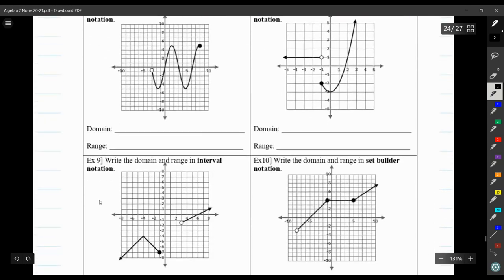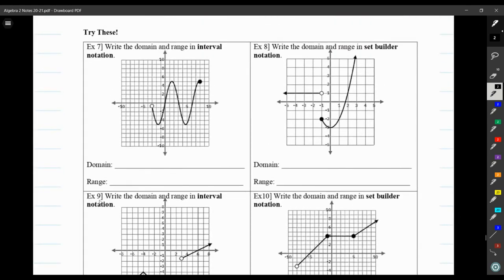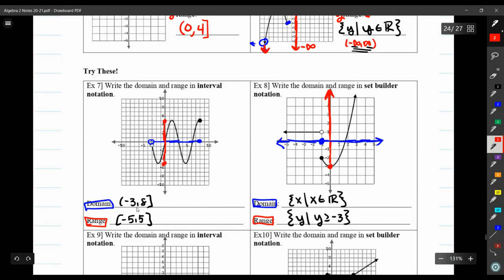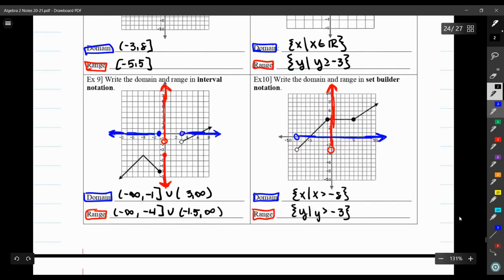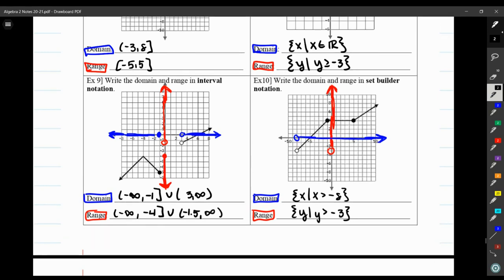So now I've got 7, 8, 9, and 10 that I would like you guys to pause this video and try on your own. When you're ready, unpause it and you can see the answers to all 7, 8, 9, and 10. So here are your solutions for 7 and 8. Domain is in blue on the graph and range is in red. Here are your solutions for 9 and 10. The domain is in blue and the range is in red.